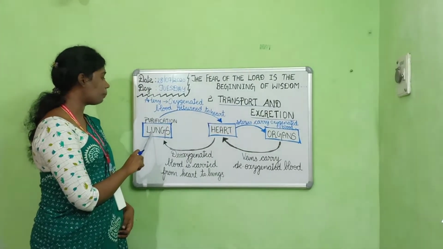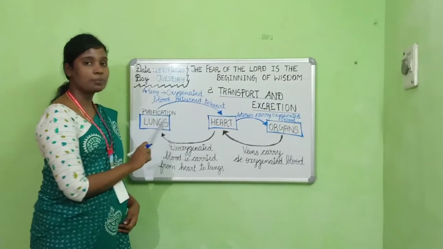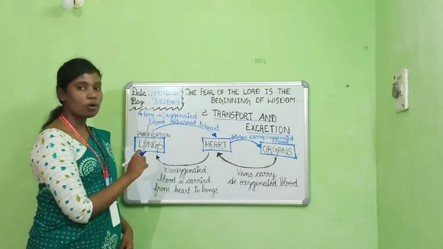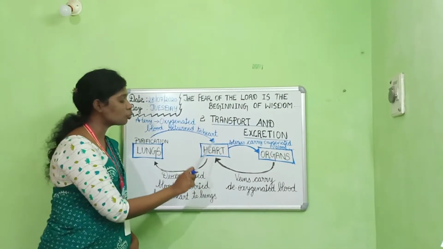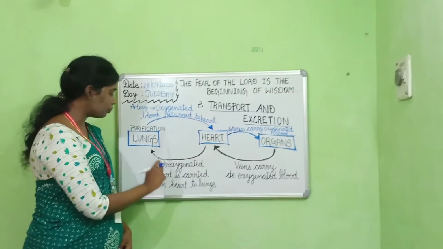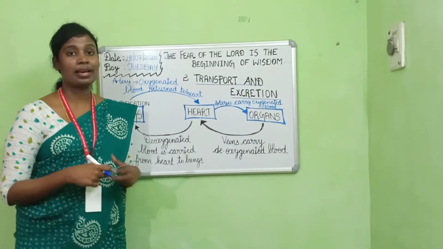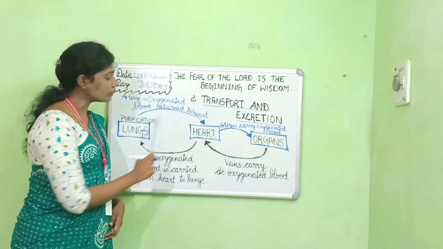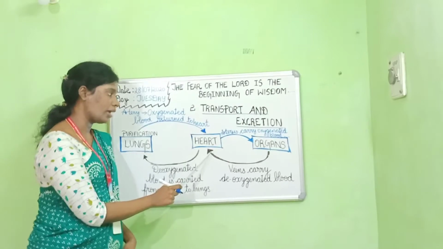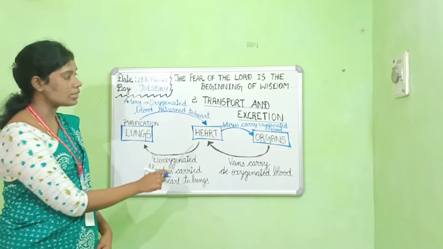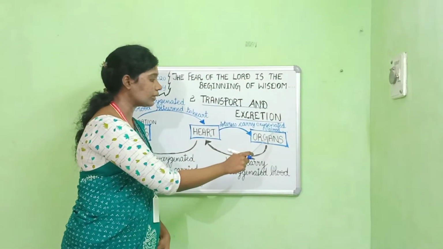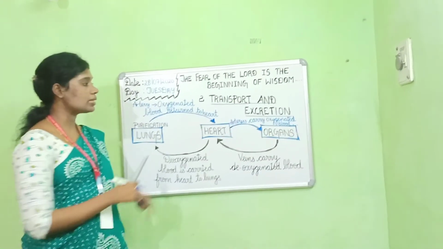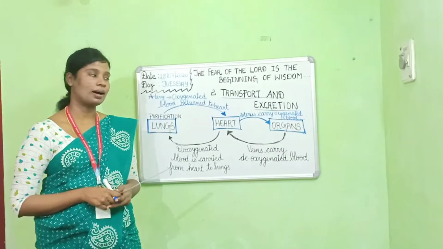And next, purification happens in the lungs, and from there the oxygenated blood returns to the heart. So after purification, after the process of gas exchange, the oxygenated blood returns back to the heart. And from the heart, the arteries carry the oxygenated blood to the different parts of our body. So this is how blood flows in our body.